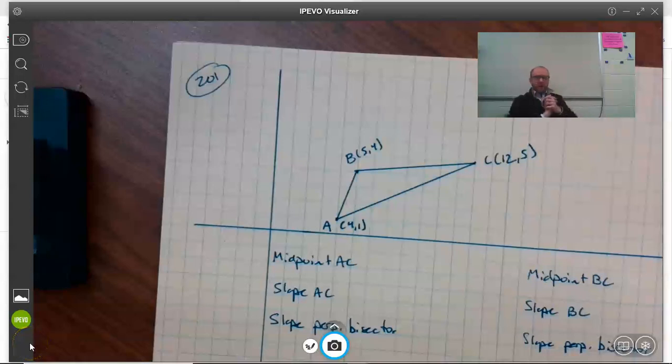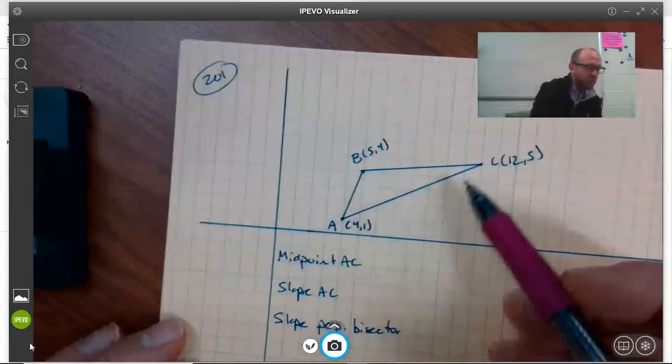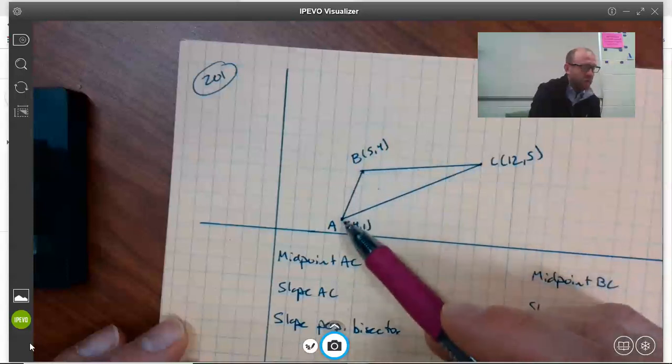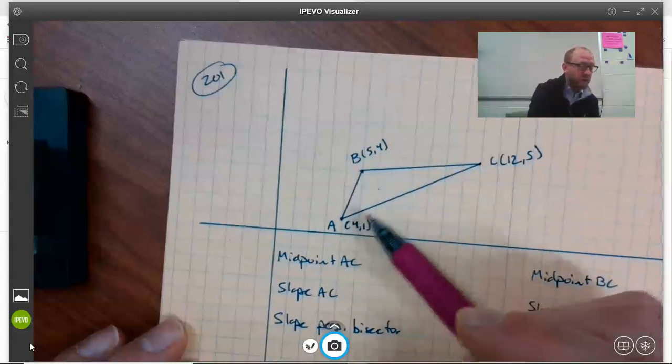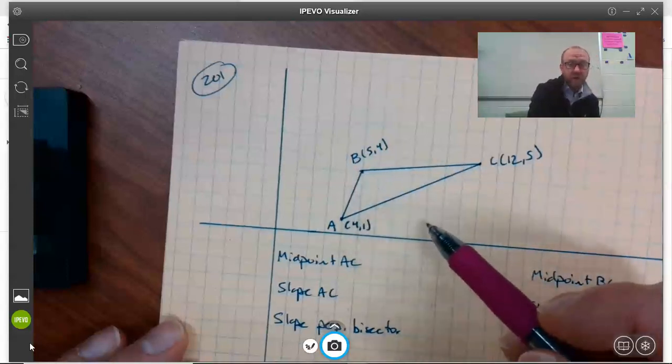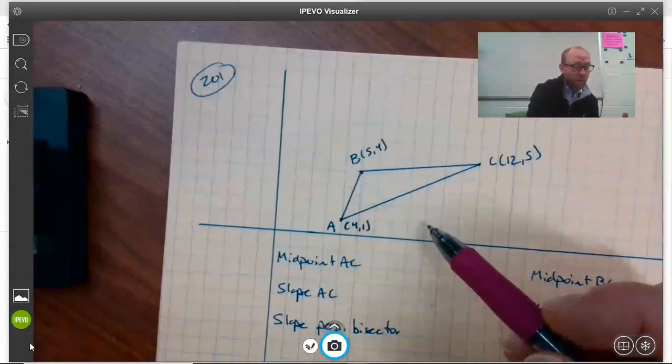Okay, we have a triangle here, ABC, and we are going to find a point that is equidistant from all three vertices of the triangle. This point, by the way, is called the circumcenter, and it's the center of a circle that circumscribes the triangle. So if you drew a circle that passed through all three vertices of the triangle, then the center of that circle would be called the circumcenter, and that's what we're going to find.